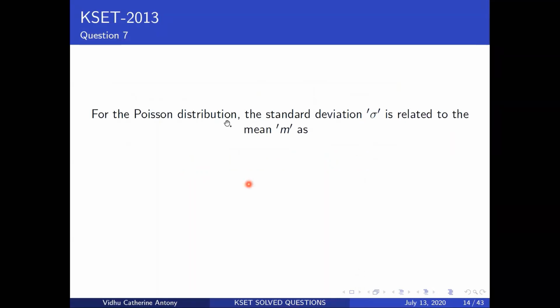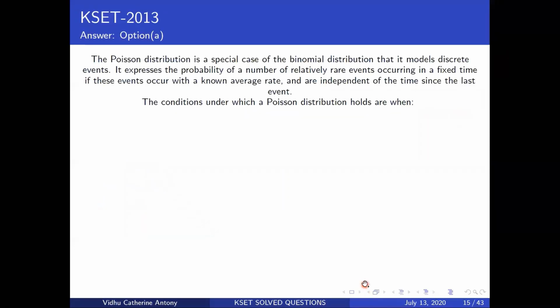Now, for the Poisson distribution, the standard deviation sigma is related to the mean. Okay, as how? Sigma is equal to root of m, sigma squared is equal to m. So what kind of a distribution is your Poisson distribution? Your Poisson distribution is a discrete probability distribution, right? It's a special case of your binomial distribution, which is also a discrete probability distribution.